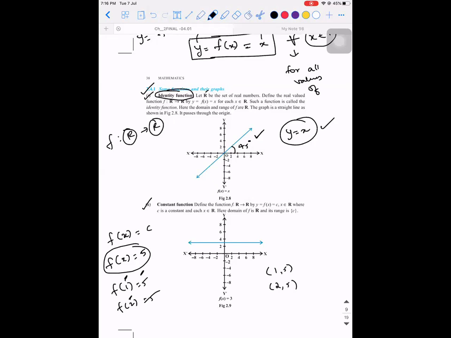So when you plot a constant function on graph sheet, it will be a line which is parallel to x-axis. When I say parallel to x-axis, it can either be above x-axis or below x-axis.